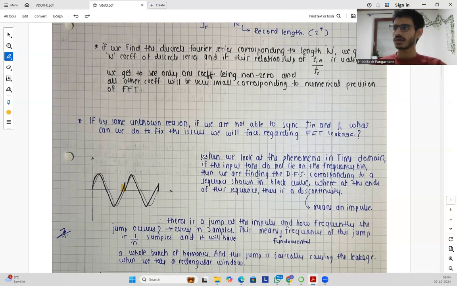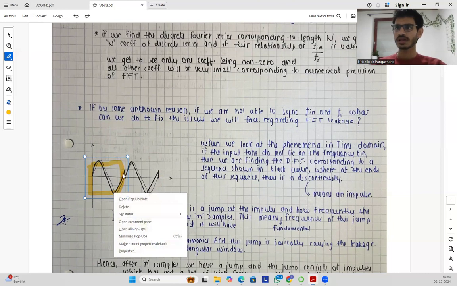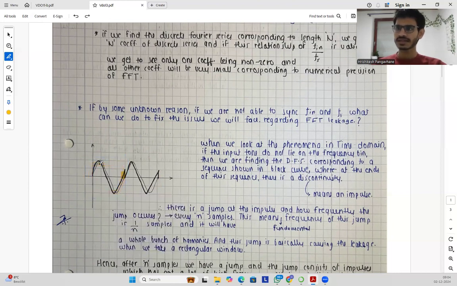This unsynchronized phenomenon is non-periodic. This means the fundamental frequency of this jump is 1 by n samples, and it will have a whole bunch of harmonics, and this jump is what causes the leakage when we take a rectangular window. Until now we were taking a rectangular window of n samples. So let's say we took a rectangular window of this, and we were considering all the samples.